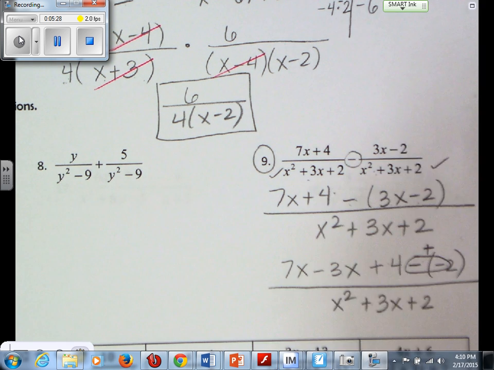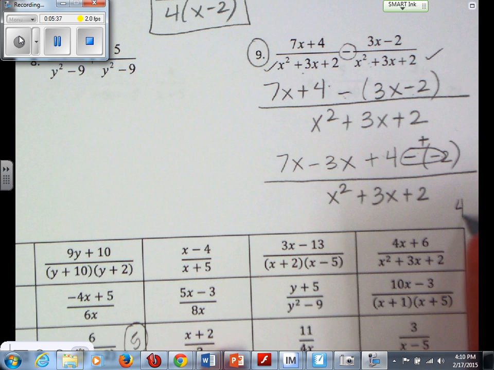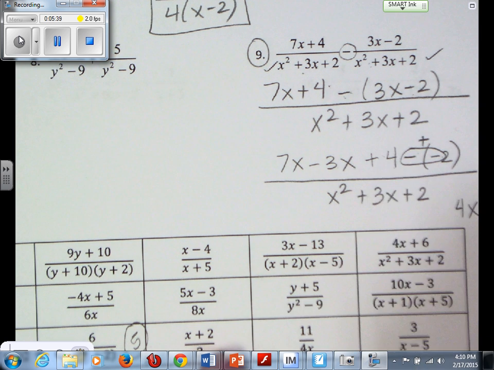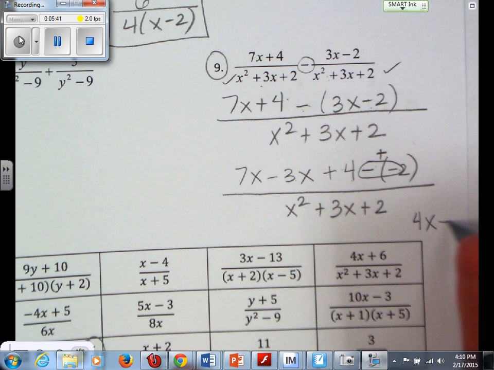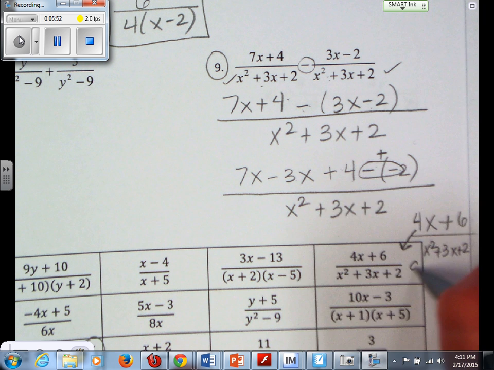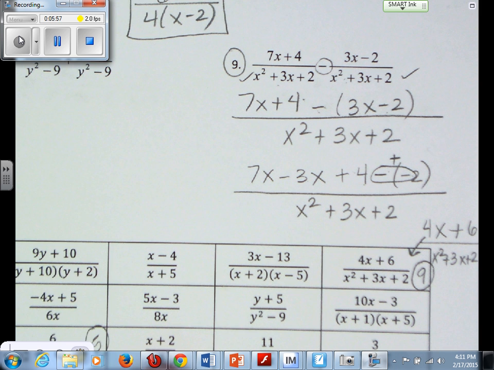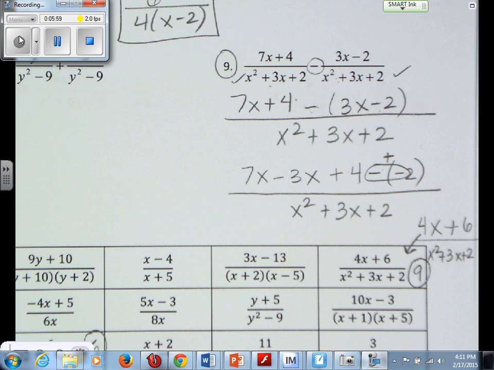So what is 7x minus 3x? Yeah, so you have 4x. What is 4 plus 2? 6, good, all over your denominator, x squared plus 3x plus 2. And look, we're really close to our answer here. So in that box, you're going to put a 9. Do you guys have any questions on that one?